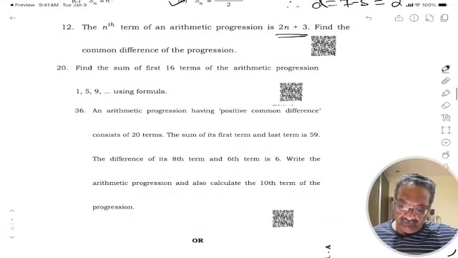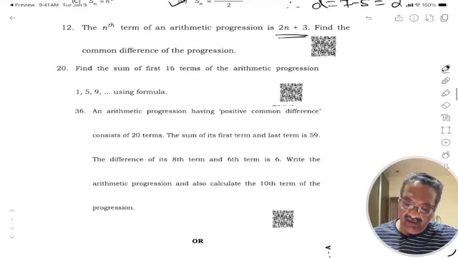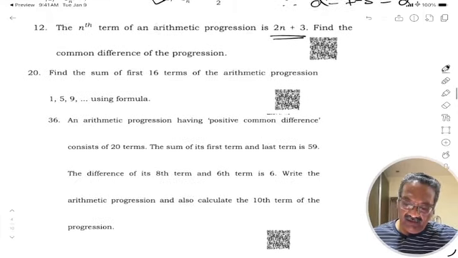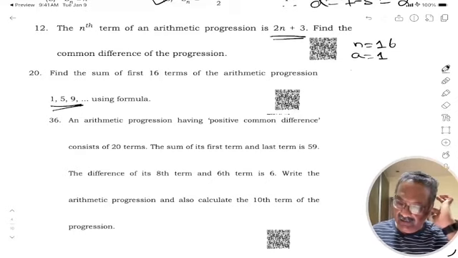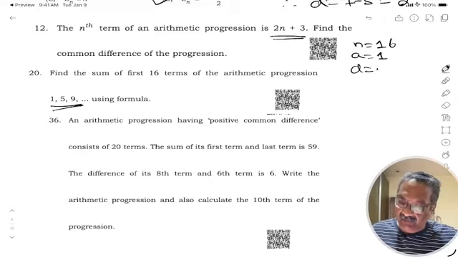Okay. Find the sum of first 16 terms of the AP. They want 16 terms of the AP. So we have n is equal to 16. Here A is equal to 1 and D is 5 minus 1 is equal to 4.